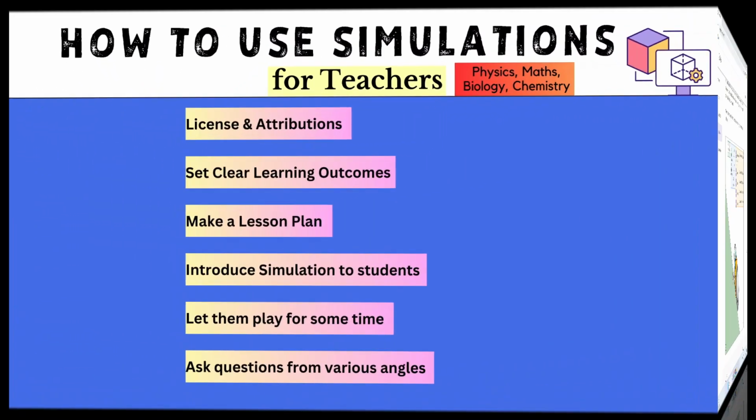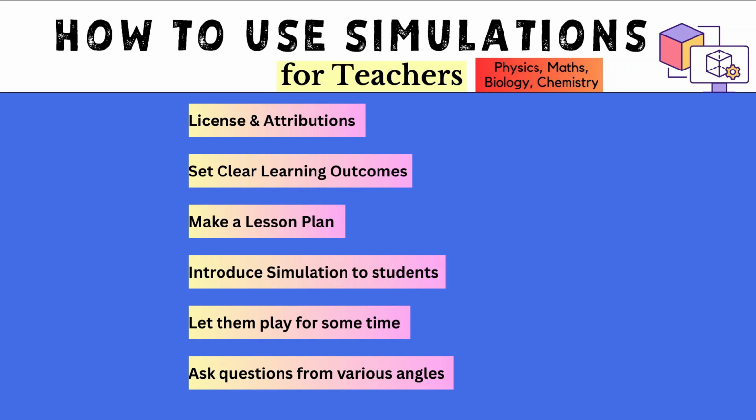So the last thing is how to use simulations. There are 6 important points for this. The first, as I explained, is that you must understand license and attributions. The second point is that you must set clear learning outcomes. And when we say learning outcomes, there are 2 things: what knowledge students will get from this simulation and what skills they will learn from this simulation. So you must clearly state this in a document and share this with your students.